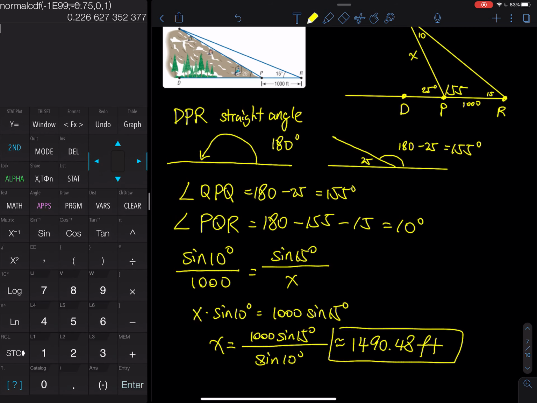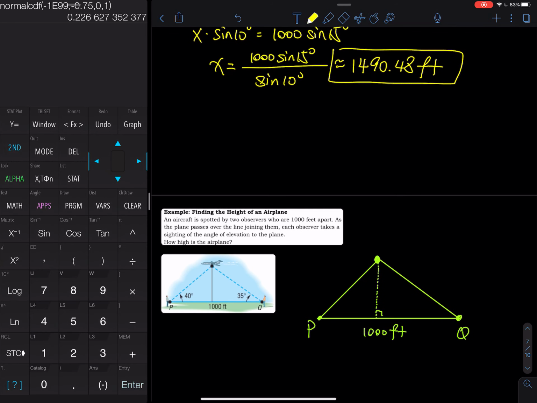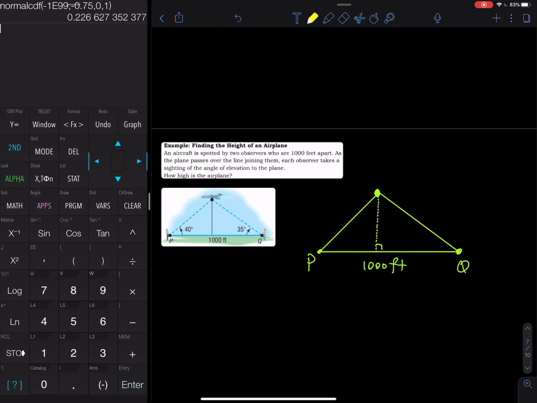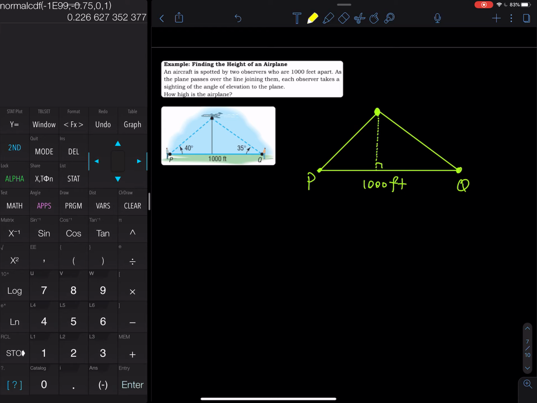Moving on to the next one: when you do application problems, the math is not the hardest part. The hardest part is that you have to sketch the graph. The previous problem had a graph, but in the next one, there is no graph. This one is finding the height of an airplane. An aircraft is spotted by two observers who are 1,000 feet apart. As the plane passes over the line joining them, each observer takes a sighting of the angle of elevation of the plane. So what is elevation?